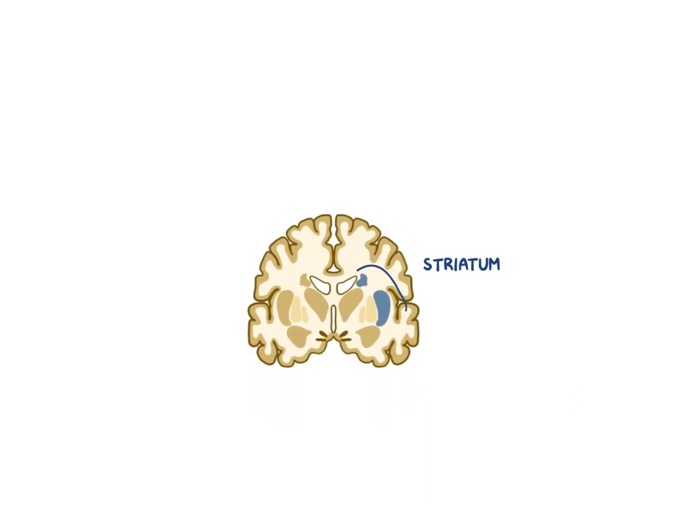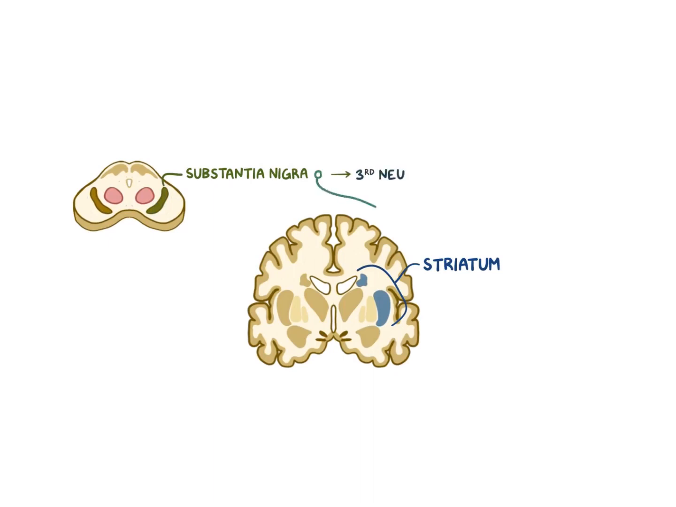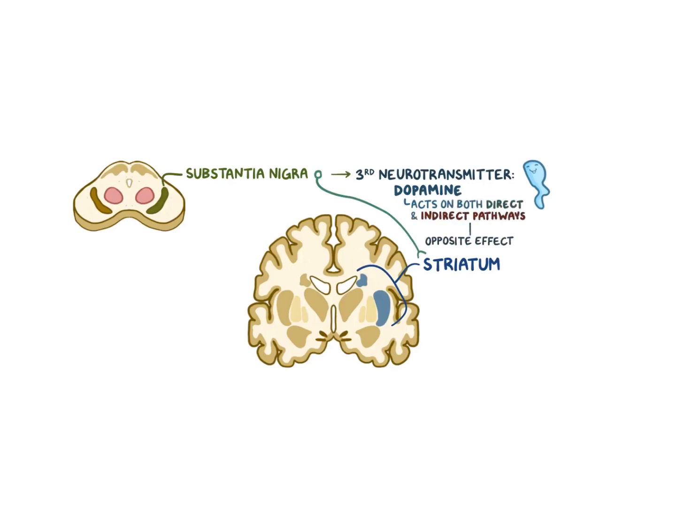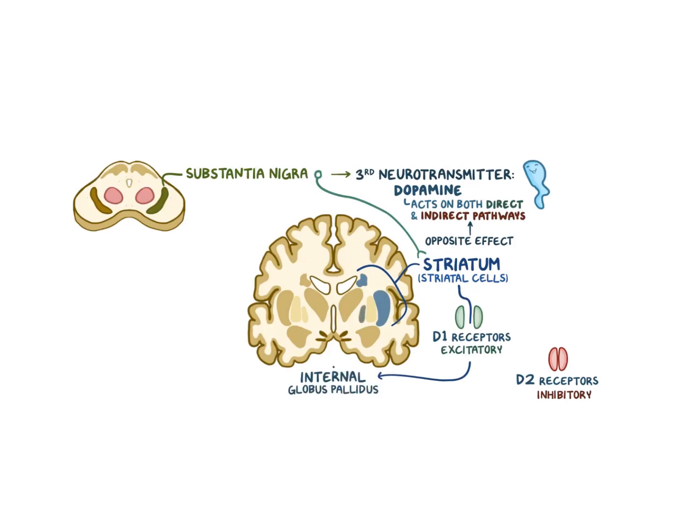But the striatum also receives input from another brain structure, the substantia nigra, which releases a third neurotransmitter called dopamine into the striatum. Dopamine acts on both the direct and the indirect pathways, but with opposite effects due to the presence of two different receptors: D1 receptors, which are excitatory, and D2 receptors, which are inhibitory. D1 receptors are expressed by the striatal cells that project to the internal globus pallidus. When dopamine is released by the substantia nigra, it binds to D1 receptors, and that activates the direct pathway that controls the muscle you want to move.